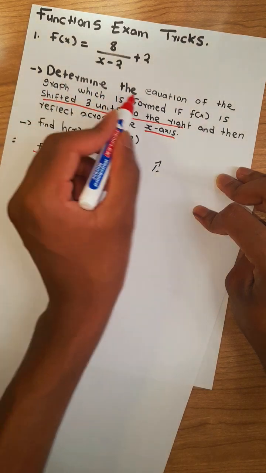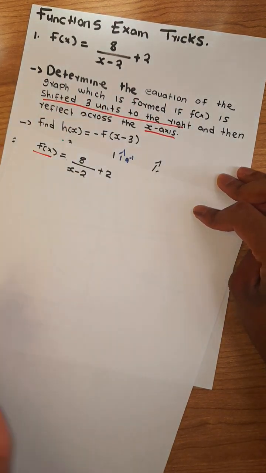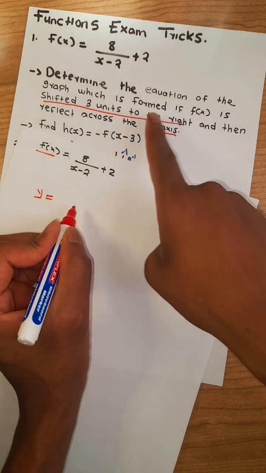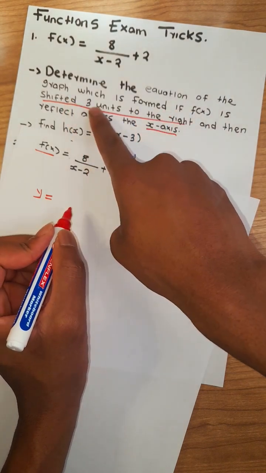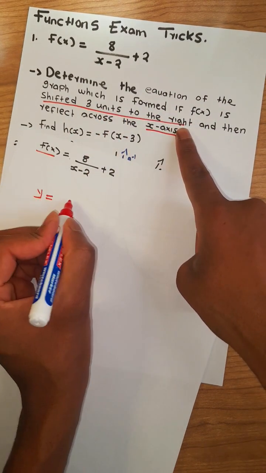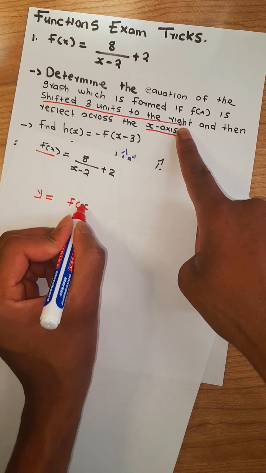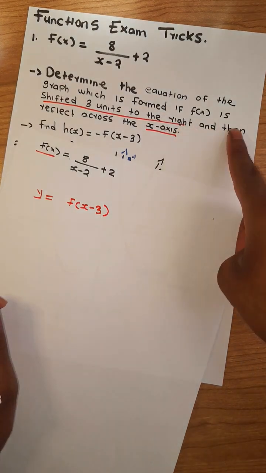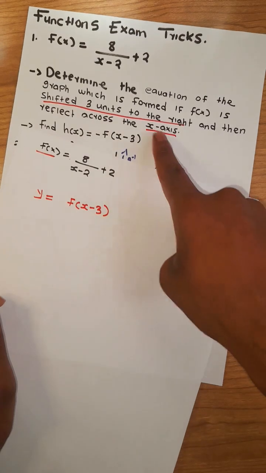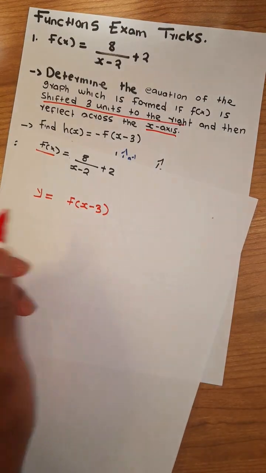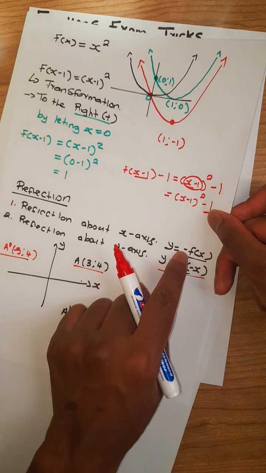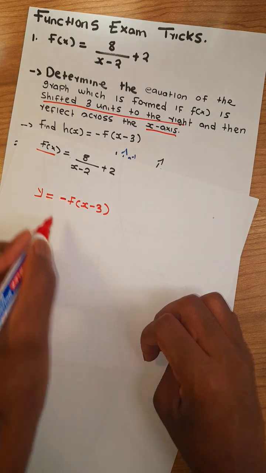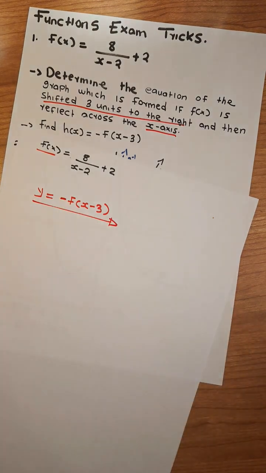They say, determine the equation of the graph. So it is a new graph. Let me just call this graph y. So what happens to it? It is shifted 3 units to the right. So when we shift 3 units to the right, whenever there's x, we're going to write x − 3, so it can actually move 3 units to the right. Can you see? And then reflect across the x-axis. When reflecting about the x-axis, we just put a minus in front of the y. So it means we also put a minus in here.